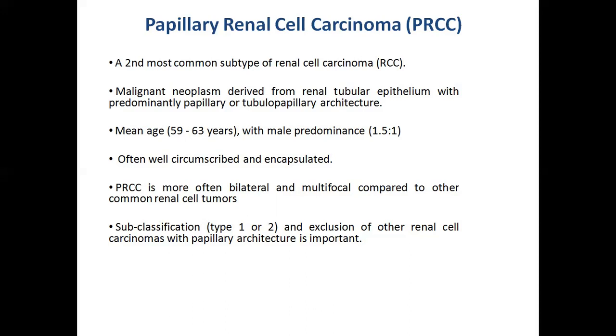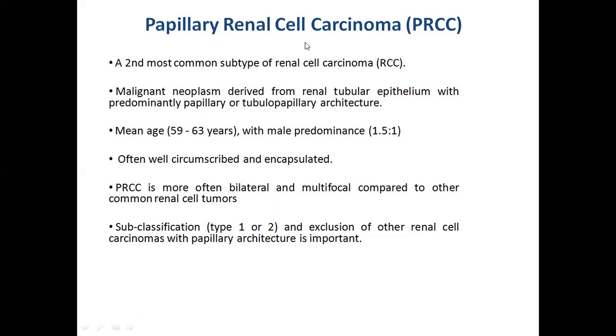So today we will discuss papillary renal cell carcinoma. It is the second most common type of renal cell carcinoma. It is a malignant neoplasm which commonly derives from the renal tubular epithelium. Predominantly, it has a papillary type of architecture, which is the reason it has the name papillary renal cell carcinoma.